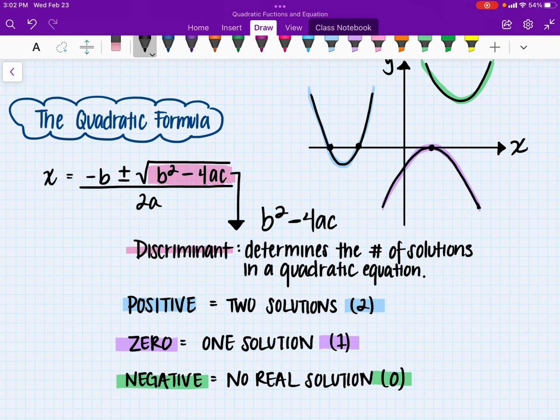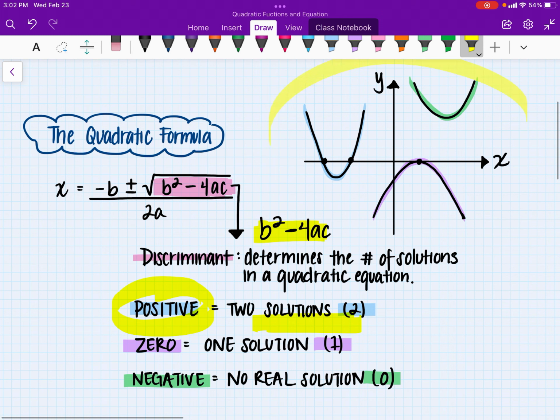Now, based on the discriminant that we have here, the formula of b squared minus 4ac, if when we solve it, we get a positive number, then that means we have two solutions. So if you take a look at the graphs here up to the right, the one that is highlighted in blue, that's actually a graph that has a positive discriminant because it has two solutions. So in this case, I'm just going to go ahead and do positive there. So that's that one. Now, moving on to the next one, we have 0.